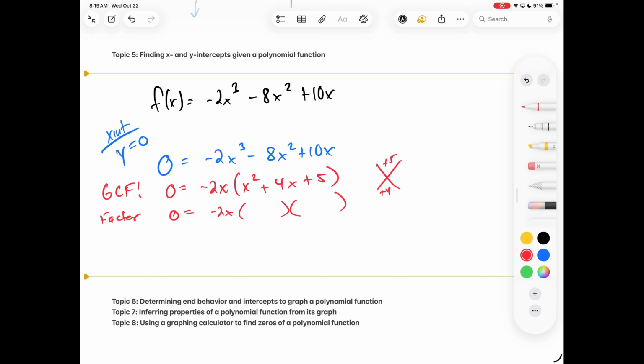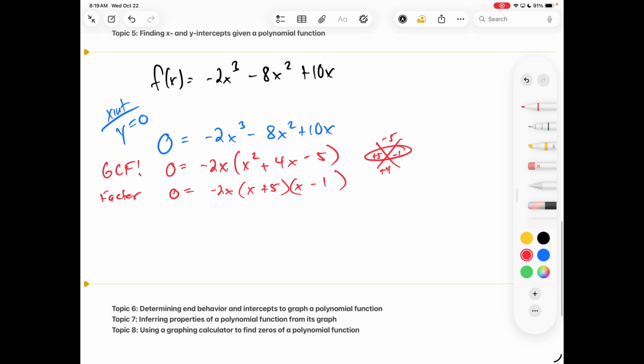Oh, I'm sorry, this should be a negative 5 right here, right? Because 10 divided by negative 2 should be negative 5. So what multiplies to be negative 5 and adds up to be positive 4 would be positive 5 and negative 1. So x times x is x squared. 5 times negative 1 is negative 5. 5 minus 1 is positive 4.